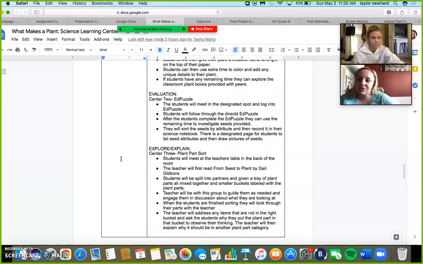Center 2 is the Edpuzzle. This really looks at the evaluation part. The students will meet in the designated spot and log into Edpuzzle. Students will follow through the Edpuzzle. And then after the Edpuzzle, if there's extra time, they will be investigating seeds. So they'll be sorting the seeds by attribute and then recording in their science notebook. There's a designated page where they can list the attributes and then draw the pictures of what they see.